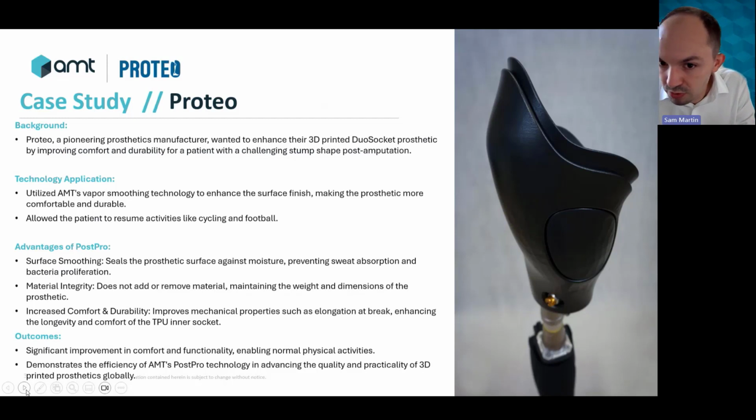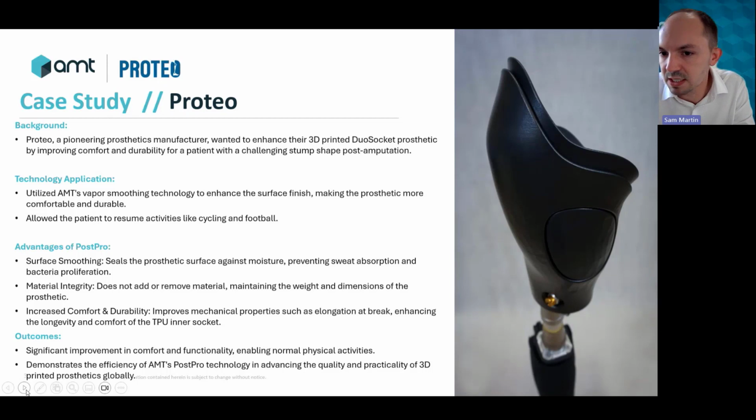Next, we have Proteo. So Proteo are a prosthetics manufacturer, and they use our vapor smoothing technology to enhance their 3D printed duo socket prosthetics. So essentially, this is a PA12 outer and a TPU inner. The reason they looked at vapor smoothing was they were looking for a more comfortable, durable prosthetic. In this specific example, the patient was very active and they wanted to take up sports like football and cycling again. And with the vapor smoothing, they were able to do this.